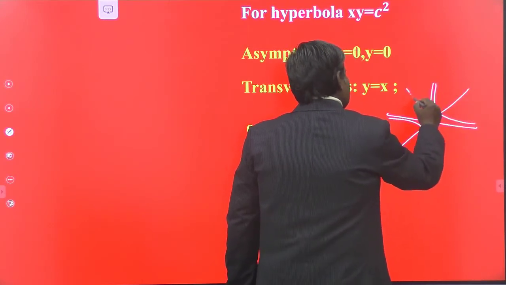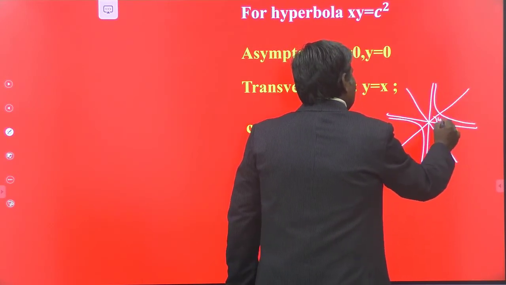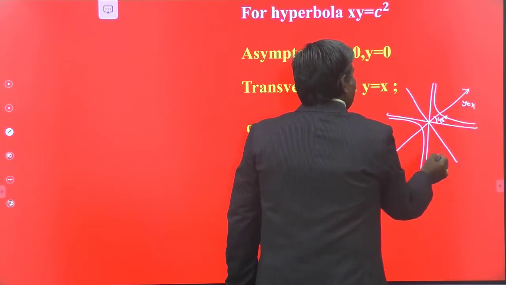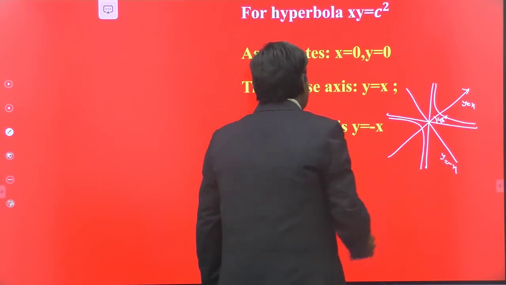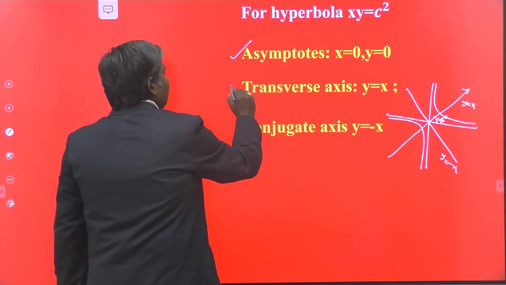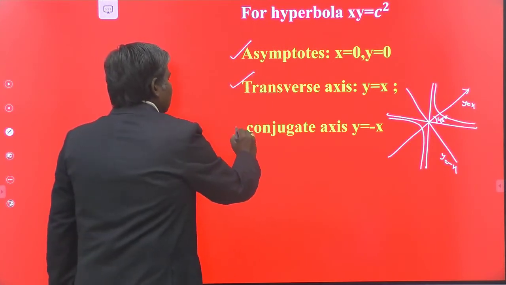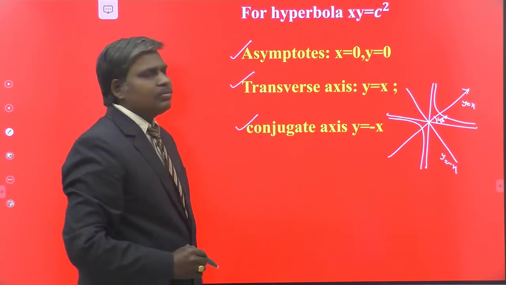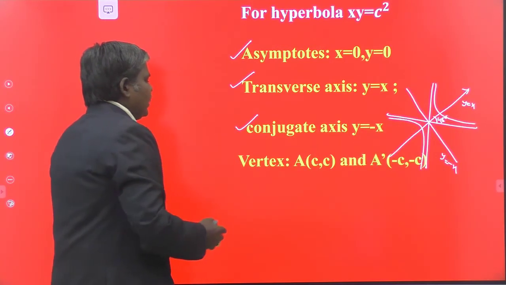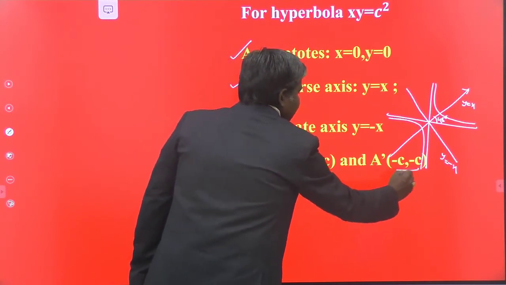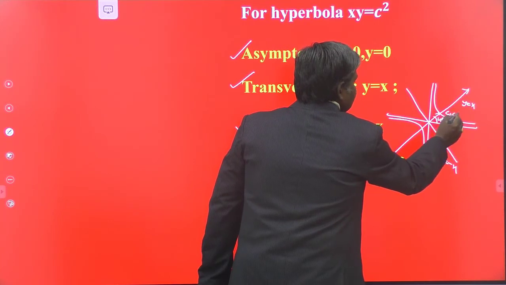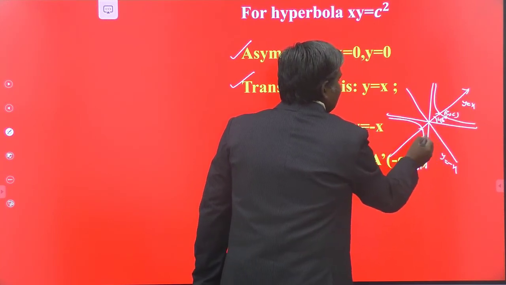These are the axes, because this is the line that makes an angle of 45 degrees with the coordinate axes. So we take it as y equal to x. This is y equal to minus x. So the asymptotes are x equal to 0 and y equal to 0. The transverse axis is y equal to x. The conjugate axis is y equal to minus x. And the vertices are c comma c and minus c comma minus c. Already we proved this. So this is the point c comma c and this is the point minus c comma minus c.